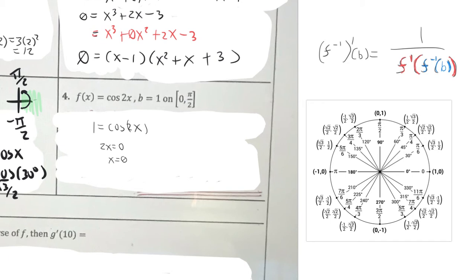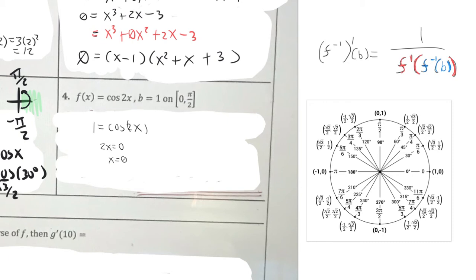So in a way, we just found our blue number. It's going to be 0 here. So now we have to figure out f prime of 0. Well, that's simple enough. You take the derivative of the original function, and then you plug in 0 for that.